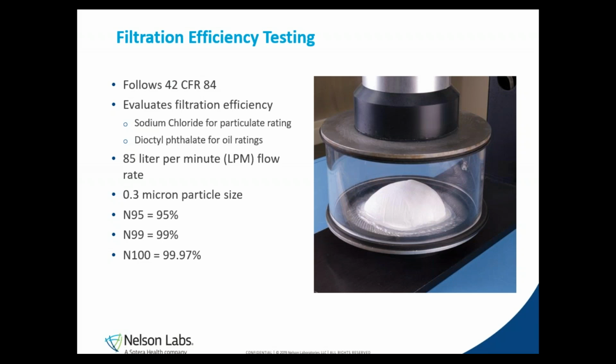In order to achieve an N95 rating, 95% or greater of the particulates must be filtered out. For an N99, 99% must be filtered out, and for an N100, 99.97% of the particles need to be filtered out.